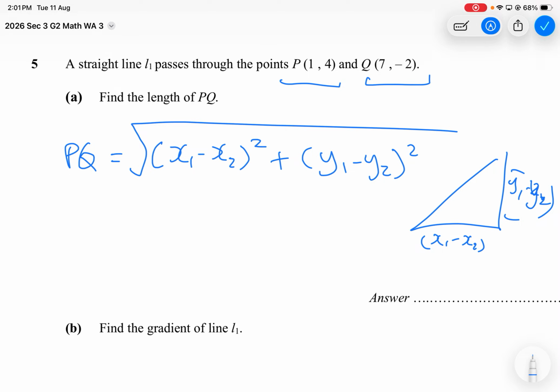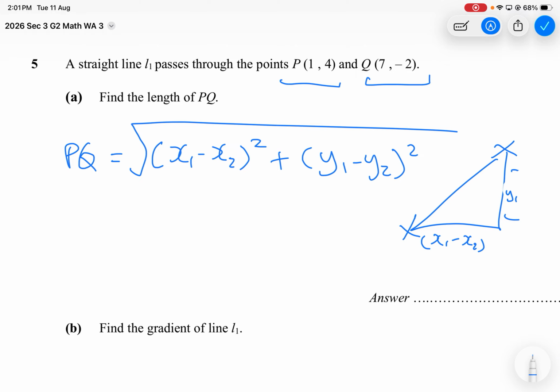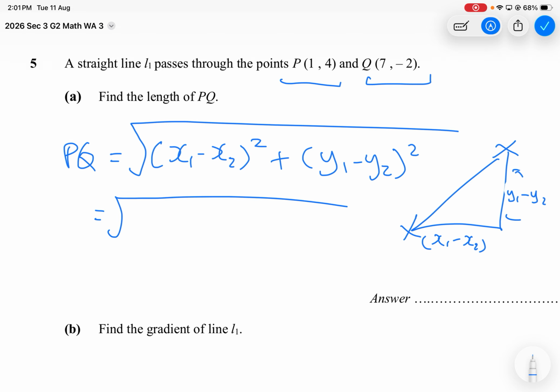The difference in their x, left and right. The difference in their y. Your 2 points, don't care whatever 2 points, definitely the difference in x and definitely the difference in y. Okay? So your distance is this square plus this square, then square root. Just Pythagoras. Then put in the numbers correctly.